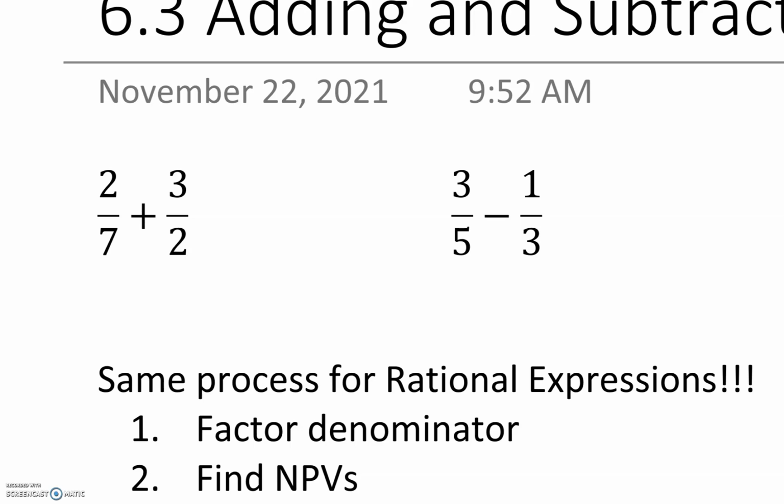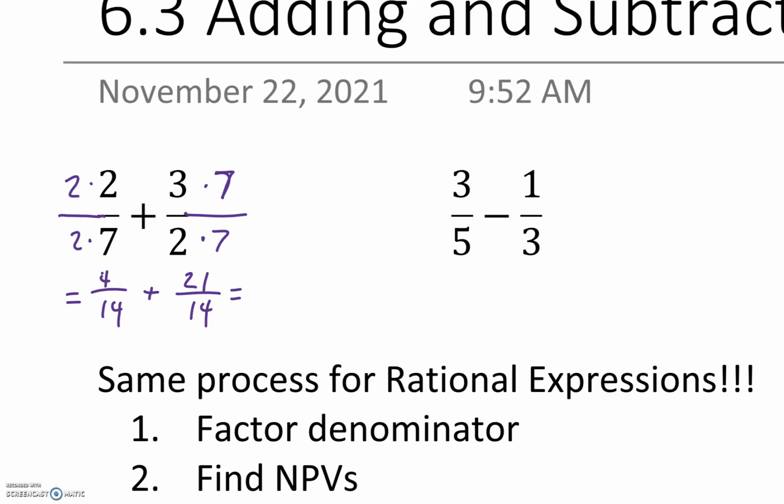Well, what we need to do is first of all get common denominators. So we're going to multiply by 2 here, and if we do it to the bottom, we have to also do it to the top. And we're going to multiply by 7 here, and if we do it to the bottom, we have to also do it to the top. So this whole thing will simplify and give us 4 over 14, and the other side will give us 21 over 14.